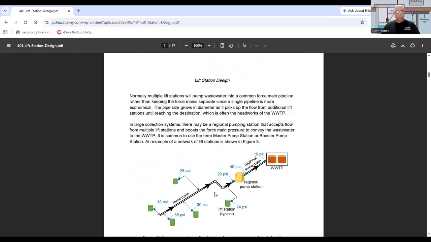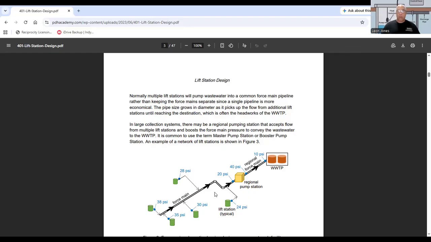Now, normally multiple lift stations will pump wastewater into a common force main pipeline rather than keeping the force main separate, since a single pipeline is more economical. The pipe size grows in diameter as it picks up the flow from additional lift stations until reaching the destination, which is often the headworks of the wastewater treatment plant.